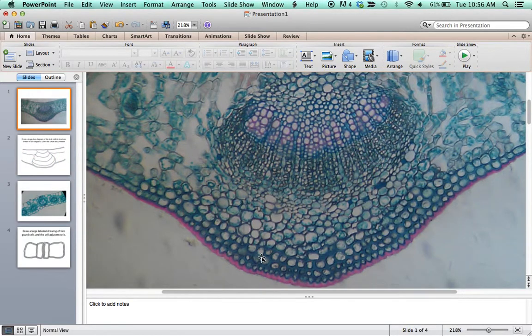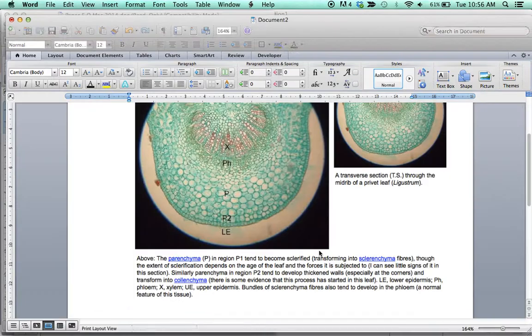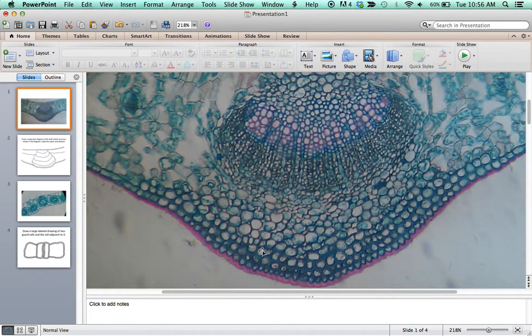Then beneath these parenchyma cells is another group of round but smaller cells, and their cell walls are relatively thick too. Now what could this be? This will be our collenchyma cells. So as you can see in this description here, P2 is referring to the collenchyma cells. Parenchyma in the region P2 tends to develop thickened cell walls and transform into collenchyma. So this is what this layer says.